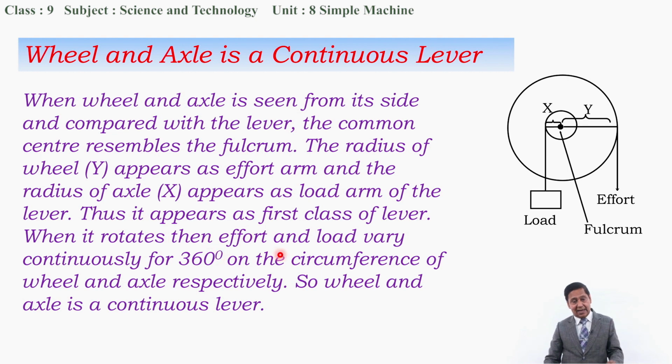When it rotates, then effort and load vary continuously for 360 degrees on the circumference of the wheel and axle respectively. So, wheel and axle is a continuous lever. This way, we can conclude that this is a continuous lever.